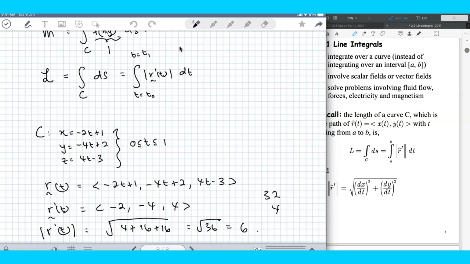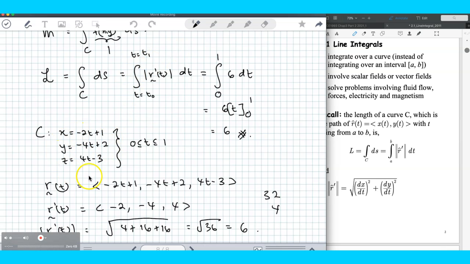Now when you replace it here, we want to get the length of the curve. You have the speed, 6 dt, and t is from 0 to 1. So 6t from 0 to 1, you will get 6. Now you know the length of the curve provided by this parametric equation is 6 units.